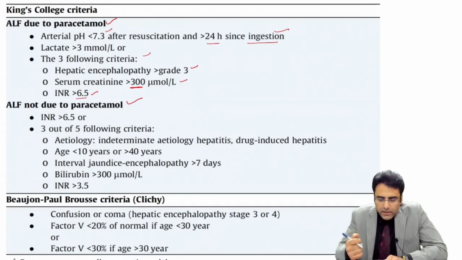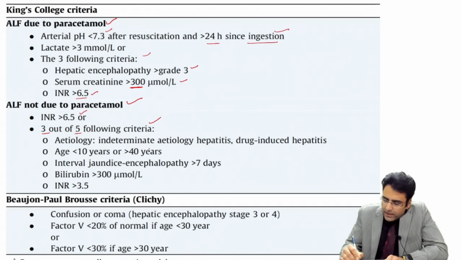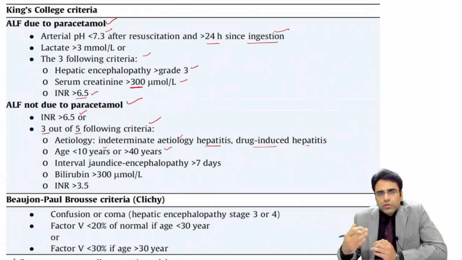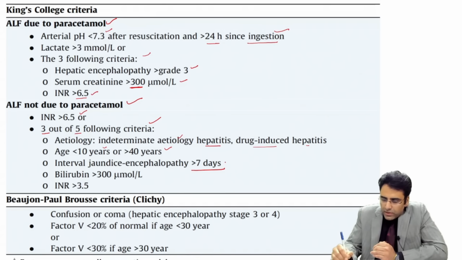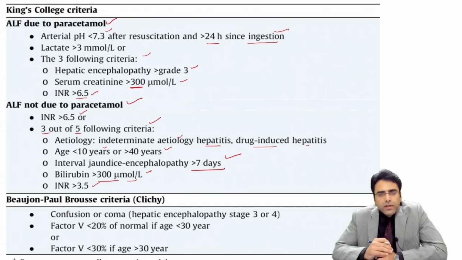Whereas for acute liver failure which is not due to paracetamol poisoning, we have the INR of the patient more than 6.5, or 3 out of 5 of the following criteria. Etiology: indeterminate etiology, hepatitis, or drug-induced hepatitis; age less than 10 years or more than 40 years; interval jaundice, that is the time interval from the development of jaundice to encephalopathy, should be more than 7 days; bilirubin more than 300 micromoles per liter; and INR of more than 3.5. So this is King's College criteria.